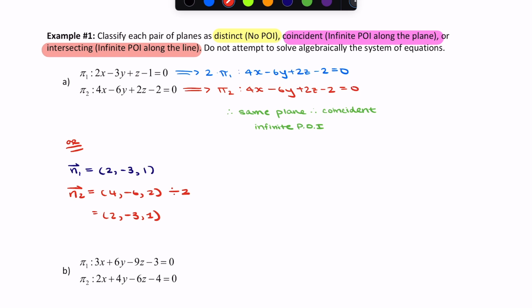And if we look at the d value for plane number 1, that's equal to -1. And here, if we look at the d value for plane number 2, that's equal to -2. If we divide that by 2, we'll get also -1. So again, the normal values are the same, and the d value is also the same.